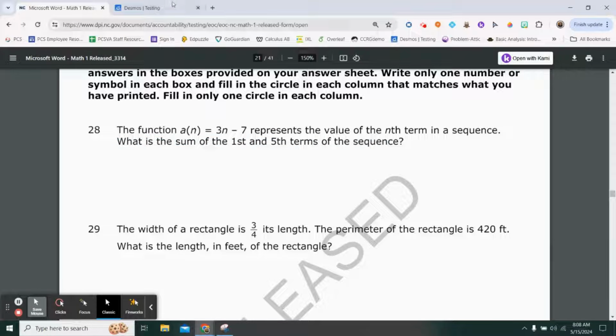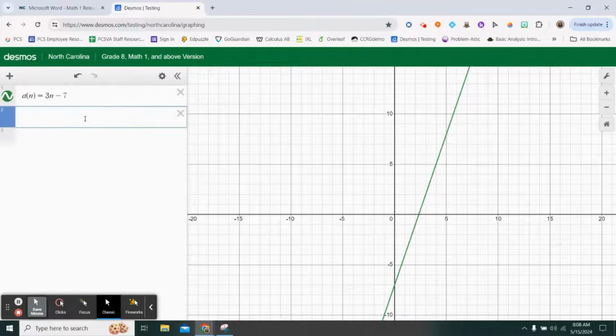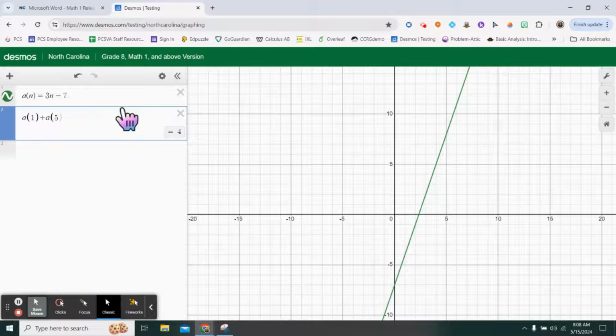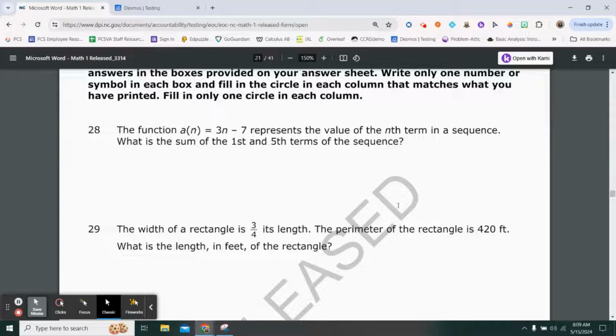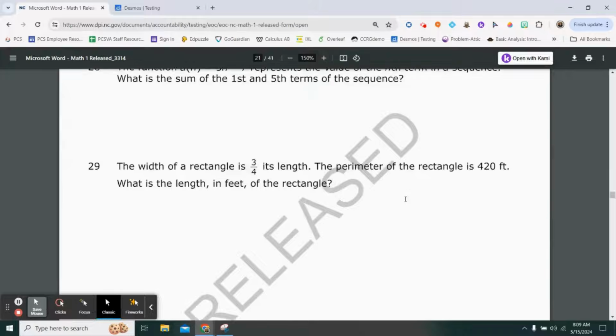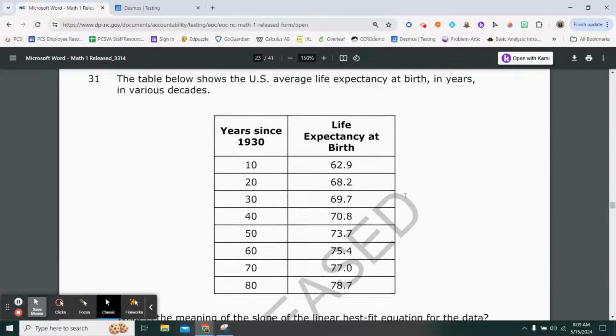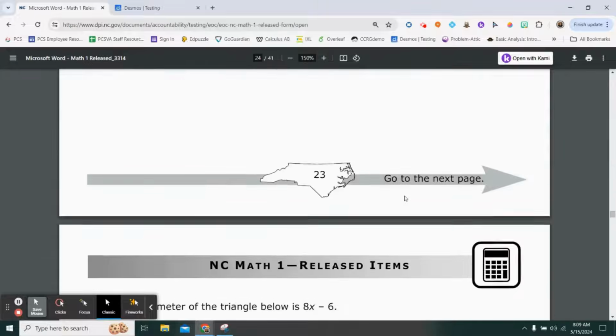Because this is so cool. Watch. The sum of the first one, a sub 1, plus a sub 5, gives me the answer. That's all I had to do. So cool. You just got to do a sub 1, a sub 5. So if it was g of x or whatever the function was, that's all you do. It's so cool. All right, so number 35, we're going to solve a quadratic equation.